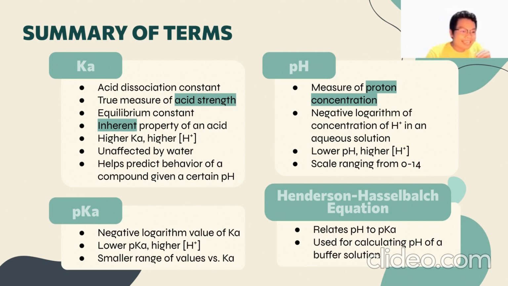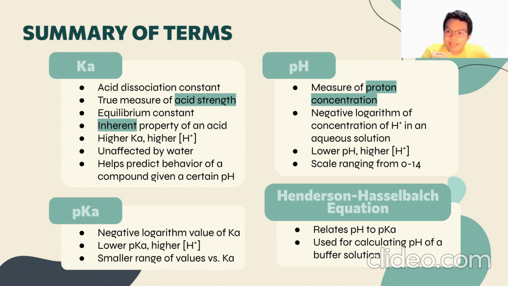So a higher Ka will give you a higher concentration of H+. On the other hand, pKa is the negative logarithm of the Ka rather. So a lower pKa will give you a higher H+ concentration. The reason why we use pKa is it gives us a smaller range of values as compared to Ka. pH. It is the measure of the proton concentration. So it is the negative logarithm of the concentration of H+ ions in an aqueous solution.